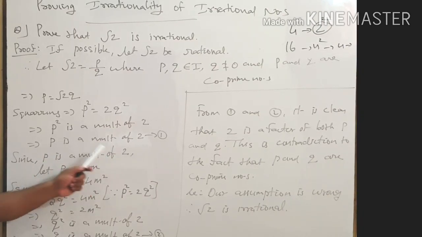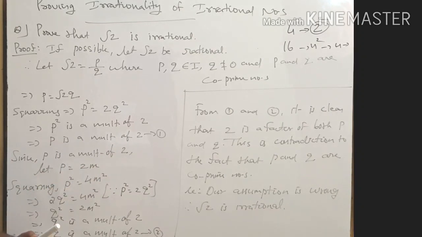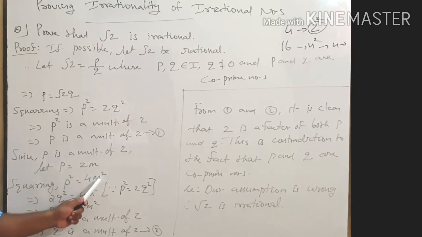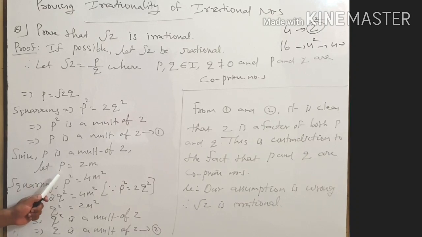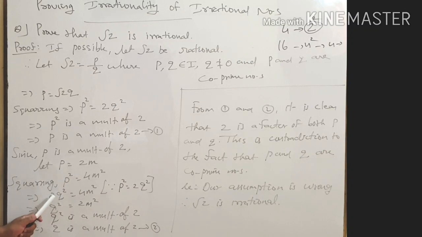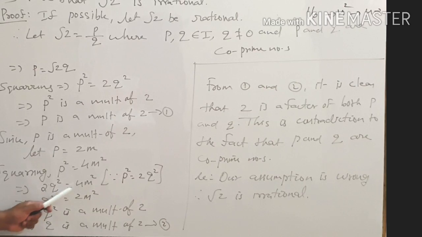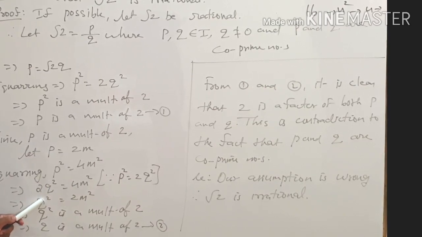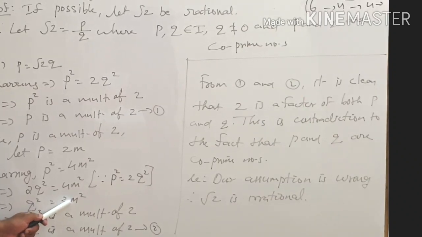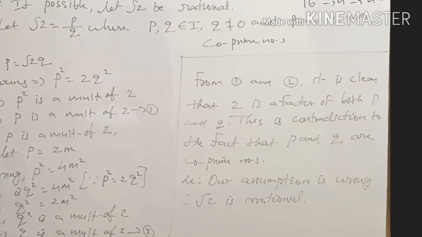Since p is a multiple of 2, we can write p is equal to 2m, where m is any integer. Squaring, p square is equal to 4m square. But p square is equal to 2q square, therefore we can replace p square with the 2q square, which is equal to 4m square. Dividing both the sides by 2, we get that q square is equal to 2m square. Q square is equal to 2m square means q square is a multiple of 2. Hence, q is also a multiple of 2.